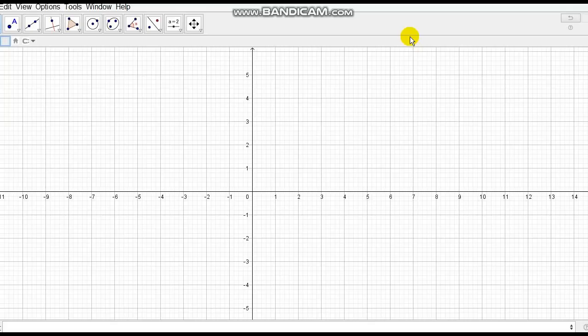Hey everyone, today we're going to discuss the domain and range of a rational function. Now, since we've learned how to get the asymptotes and how to graph a rational function, this time we're going to get the domain and the range.